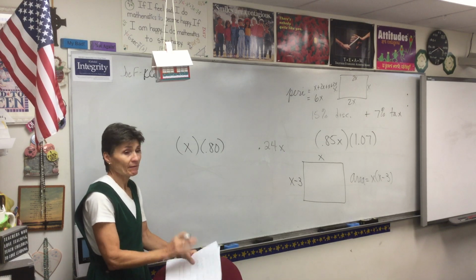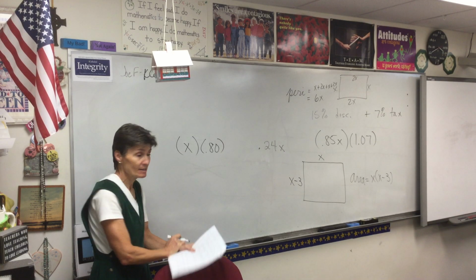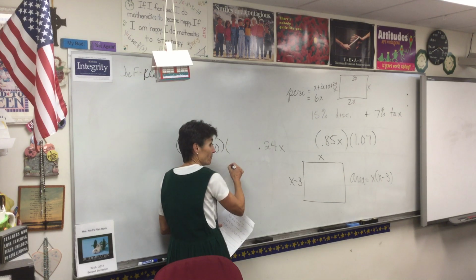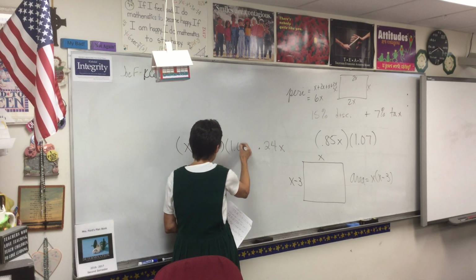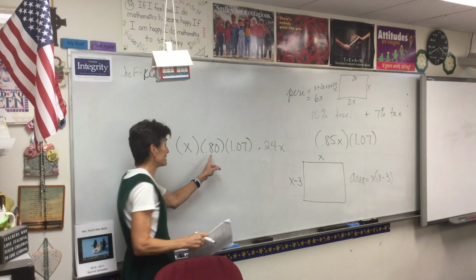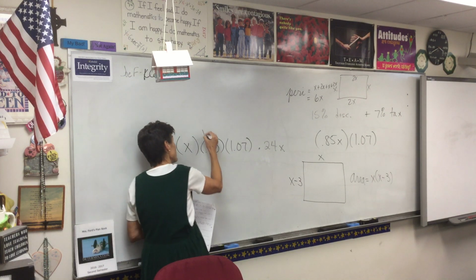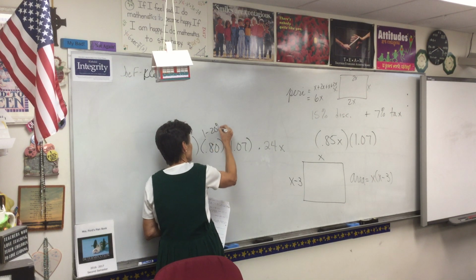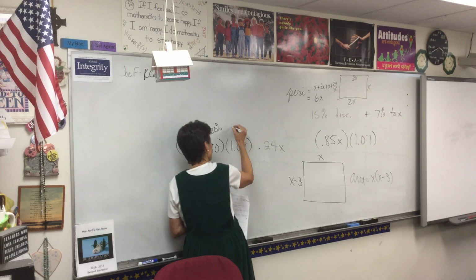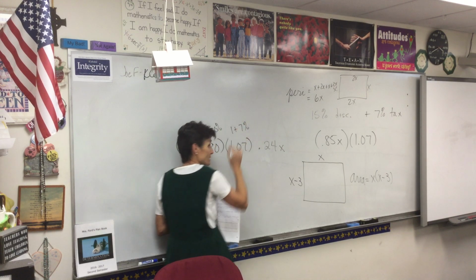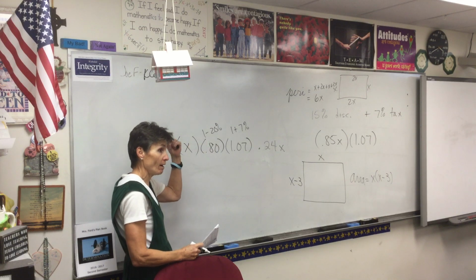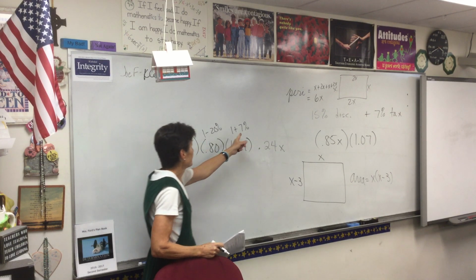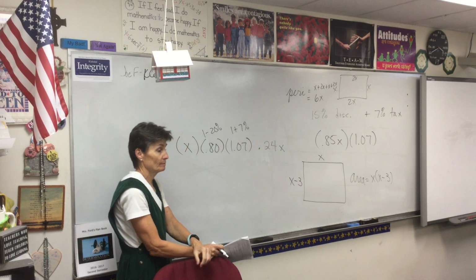But then I have to pay 7% tax. So what am I going to multiply it by? 1.07. Remember, discounts come off. So this is going to be 1 minus 20%, and this is going to be 1 plus 7%. Discounts come off, minus, taxes add on.